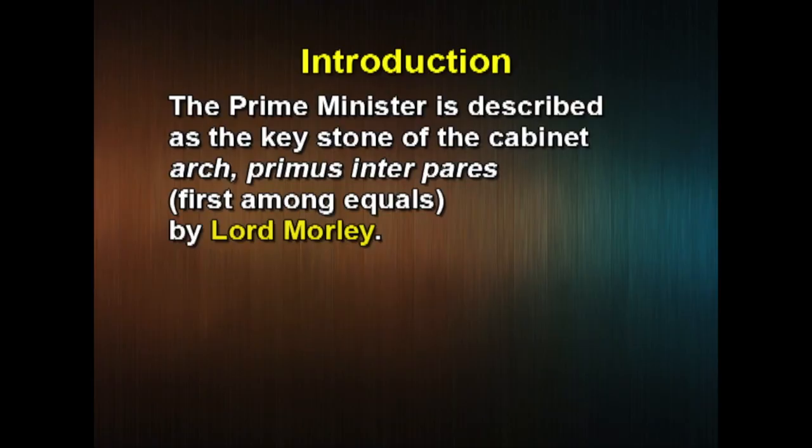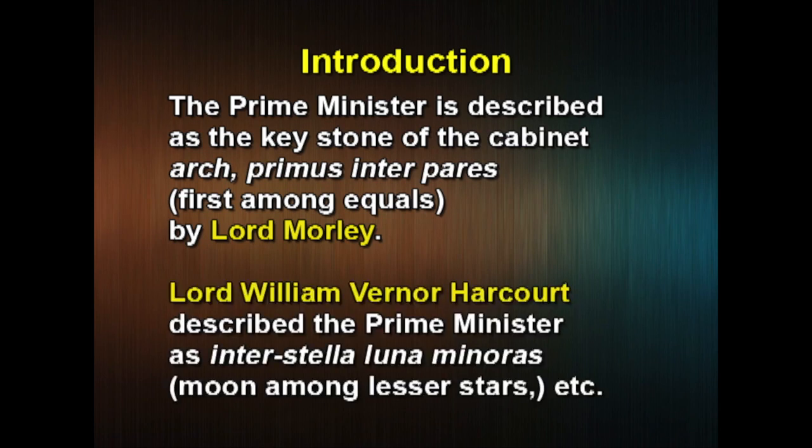The Prime Minister is described as the keystone of the Cabinet arch, primus inter pares, that is, first among the equals, by Lord Morley. Lord William Harcourt described the Prime Minister as inter stellas luna minores, that means moon among lesser stars. Ramsay Muir described the Prime Minister as the steersman of the ship of the state.